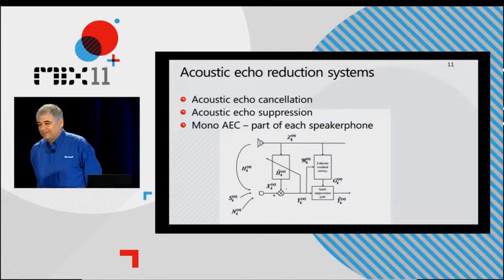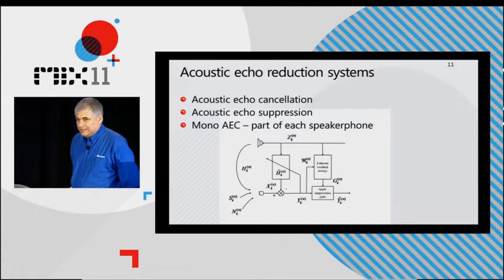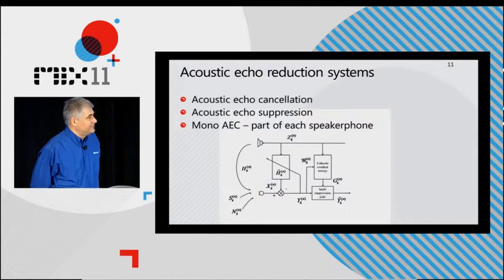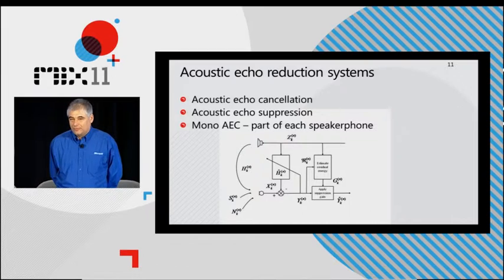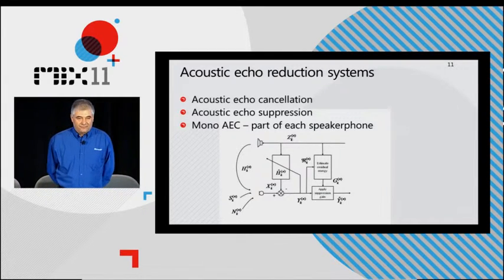So acoustic echo cancellation and acoustic echo reduction is most probably the oldest and the most developed algorithm in audio signal processing. Pretty much it is part of every single speakerphone. What we try to do is to remove the sound of the loudspeakers captured by the microphones.